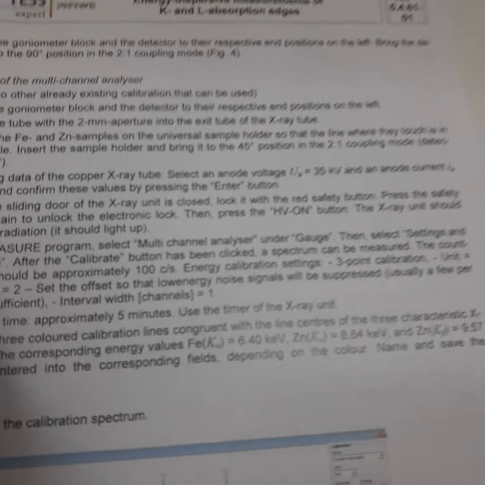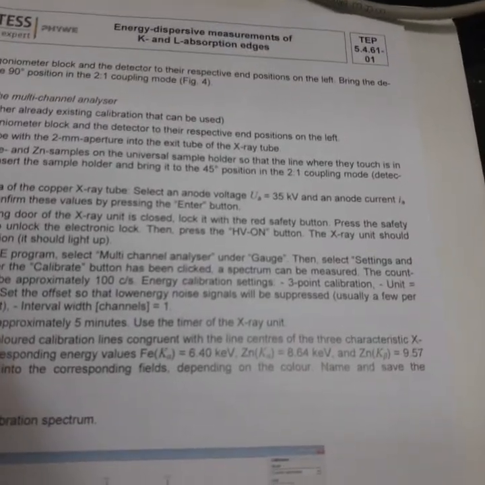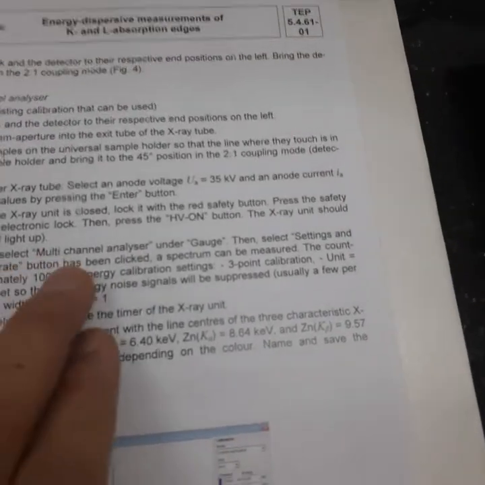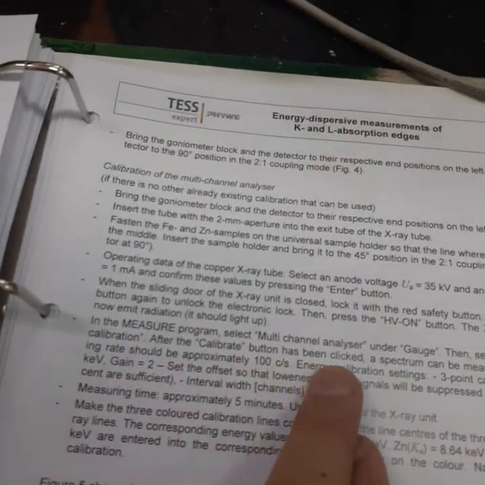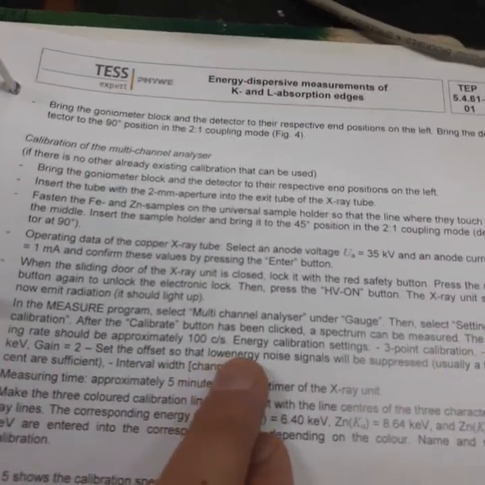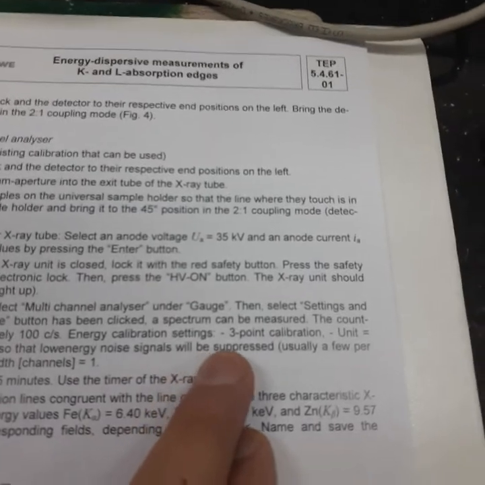As you see here, at this point the manual says that in the measure program, select the multi-channel analyzer under the gauge, then select settings and calibration. After the calibration button has been clicked, a spectrum can be measured. The counting rate should be approximately 100 counts per second. Energy calibrator setting: 3-point calibration, unit kilovolt, and gain is 2. But actually, for the multi-channel analyzer, there is no response in the software.